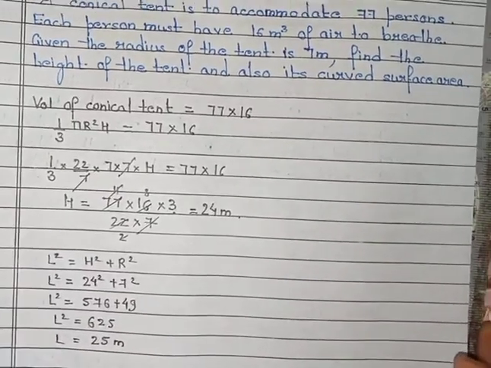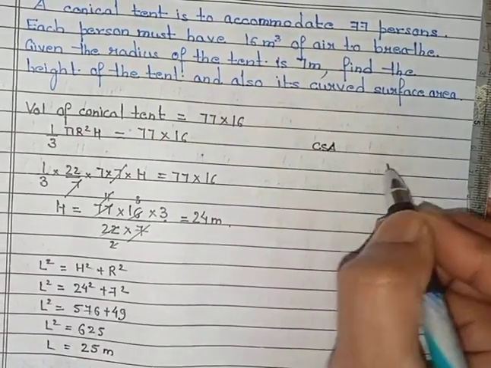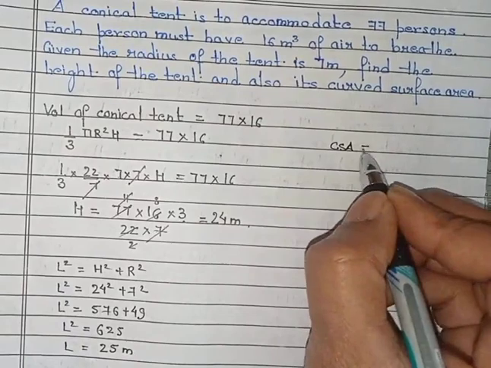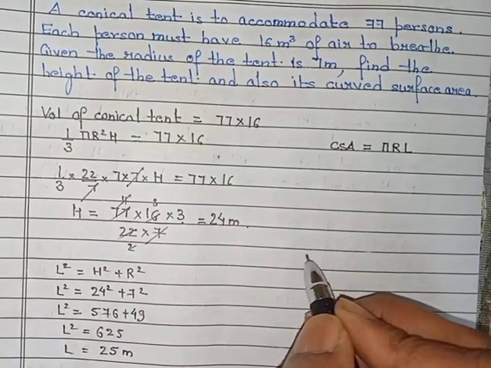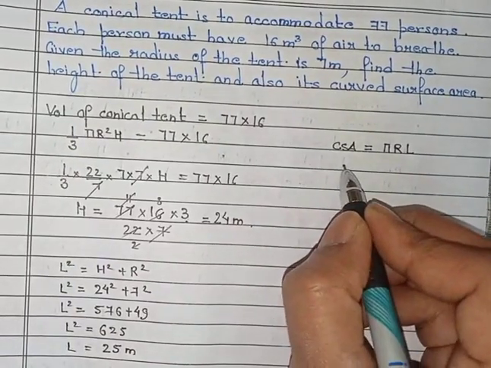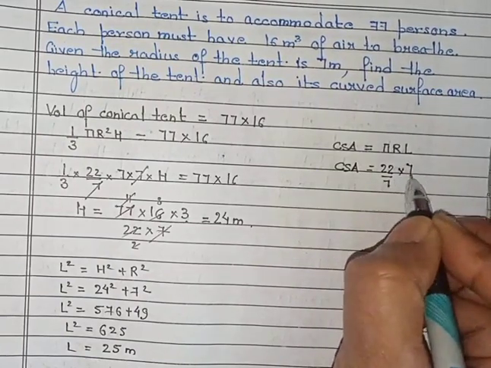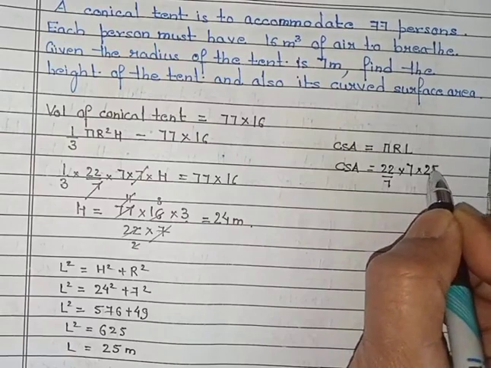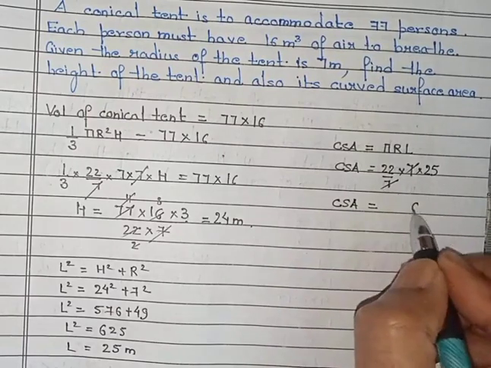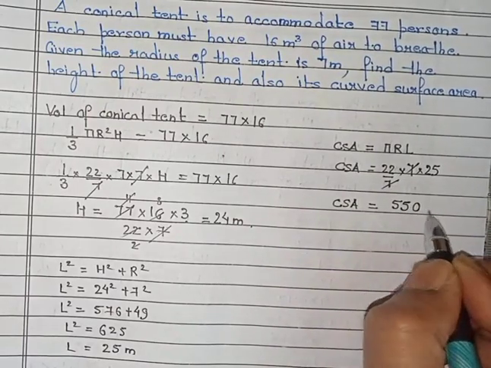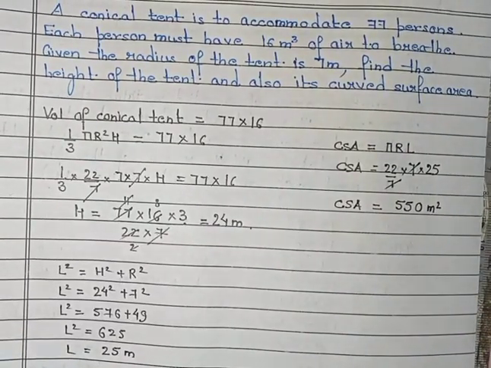Now the question says you have to calculate the curved surface area. The formula for curved surface area is pi r L. Applying the formula, 22 by 7, radius is 7 and the slant height is 25. So you will get the curved surface area as 25 twos are 50, 550 meter square. So this will be the curved surface area. Is this clear to you?